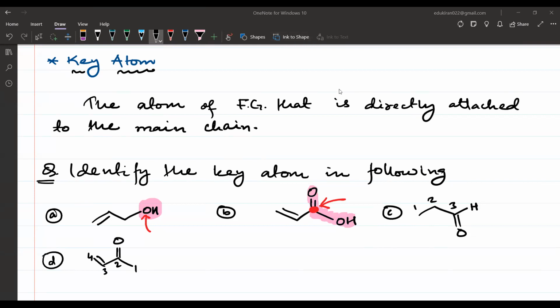Yes, Fahad, correct. What about this D case? What is the key atom here? Yes, correct, Fahad. Tell me, in the E case, what is the key atom? Please identify first, उसके बाद लिख लीजिएगा, ठीक है? First of all, identify.